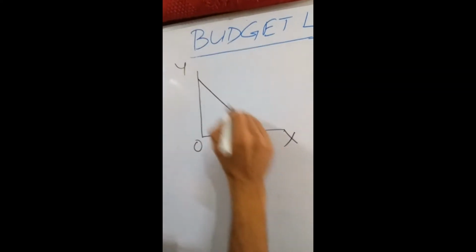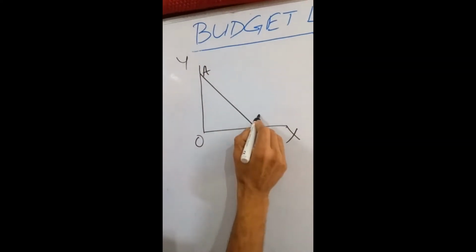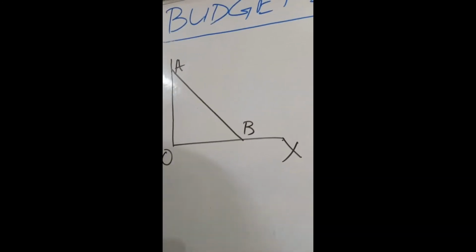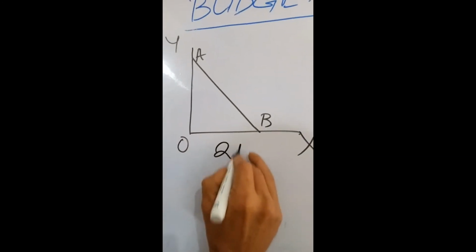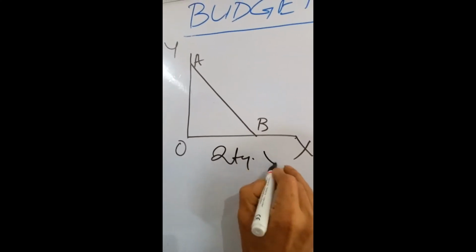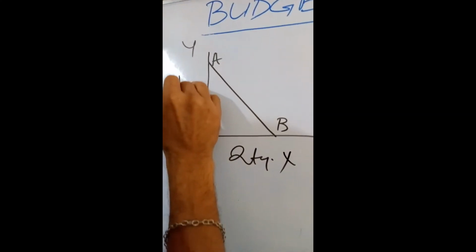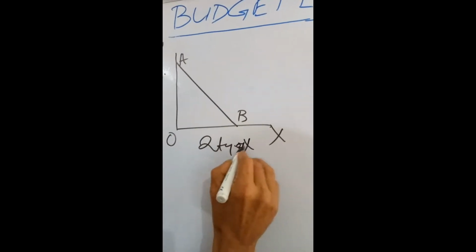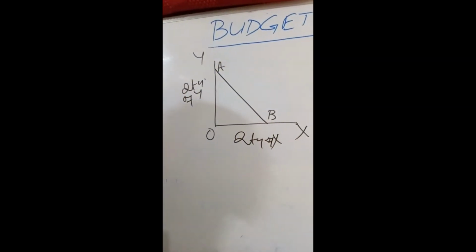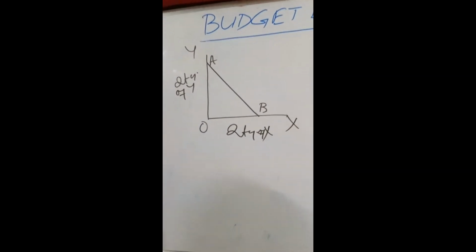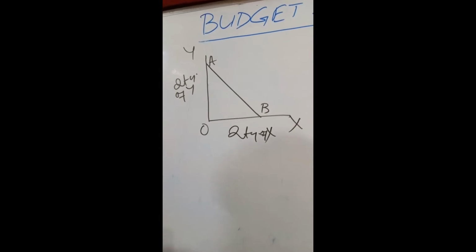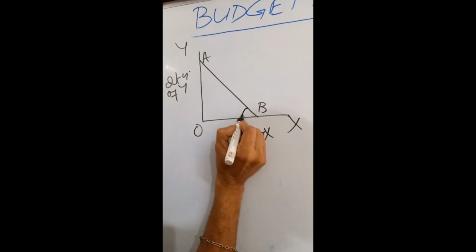Say AB is the budget line. Now slope, this is quantity, on x-axis quantity of X, and on y-axis quantity of Y. Now what is the slope of this budget line? This is tan of this angle.